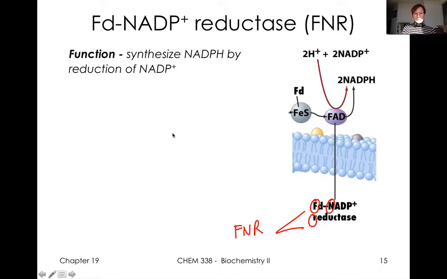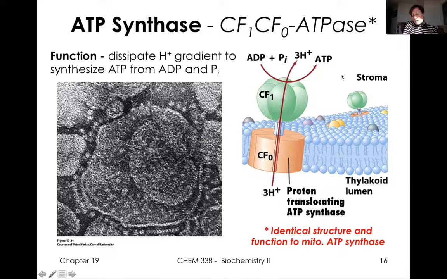So assuming you've continued at some point along the non-cyclic pathway, electrons will be delivered from ferredoxin to this FNR, this ferredoxin NADP plus reductase enzyme. Those electrons are delivered to their final electron carrier in NADP plus, generating NADPH. One slide on this for our ATP synthase. It's not called an F1 F0 ATPase, it's called a CF1 CF0 ATPase because of the chloroplast origin.